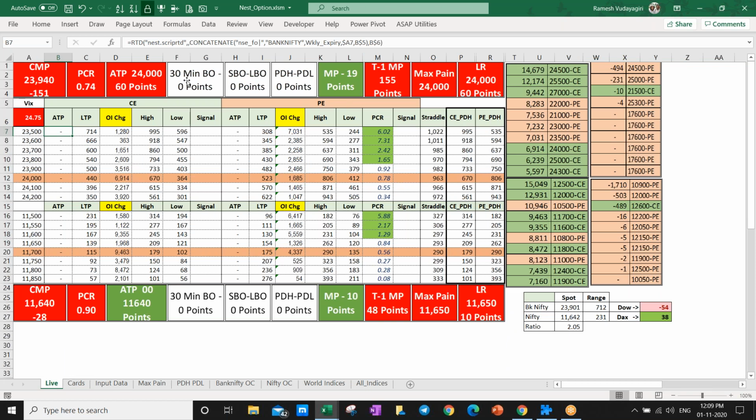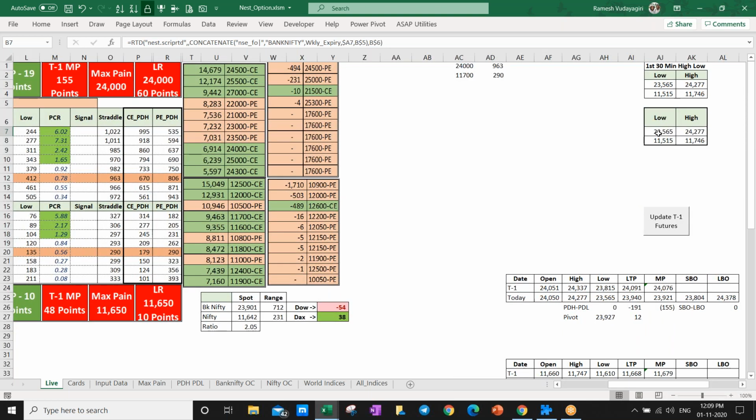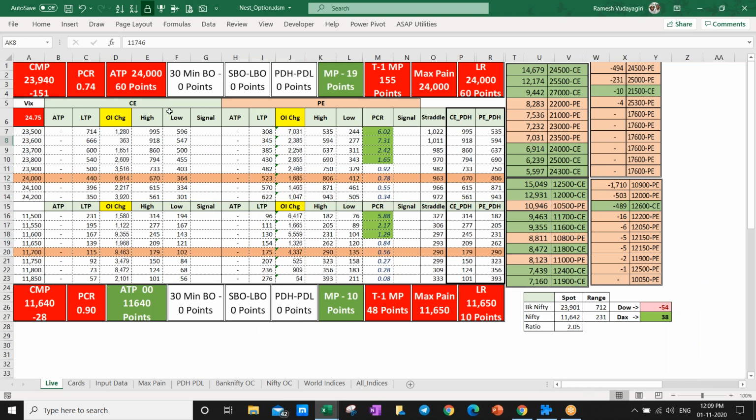Now, what other points? Next is the 30-minute breakout. What happens is, by 9:45, a macro runs automatically to capture the high and low at 9:45. Whatever the high and low are between 9:15 and 9:45, that value is captured here. Whenever the current market price crosses above the 30-minute high, you will get a value here. Actually, it's a 30-minute breakout on the upper side.